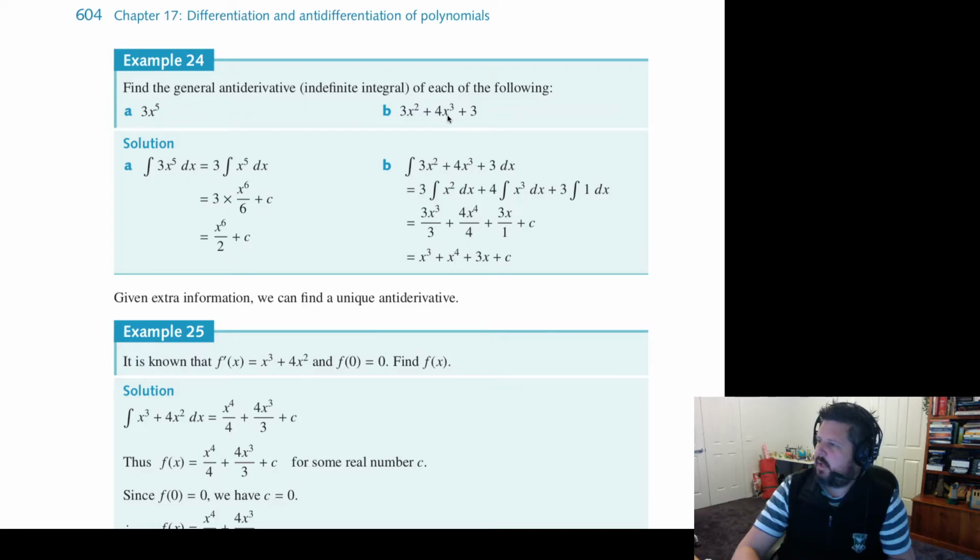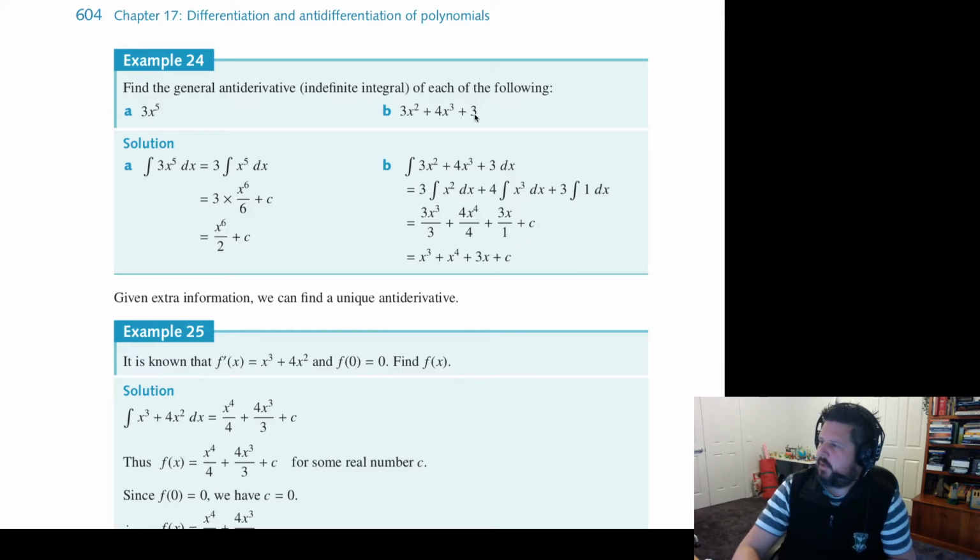Here you've got 4x to the power of 3. We add 1 to the power, so it will become x to the power of 4. We're going to divide by that new power. 4 divided by 4 is just 1. You'll get the hang of it quickly, and you'll be able to skip from this step down to here. They're just showing all of the working out here and the thinking.